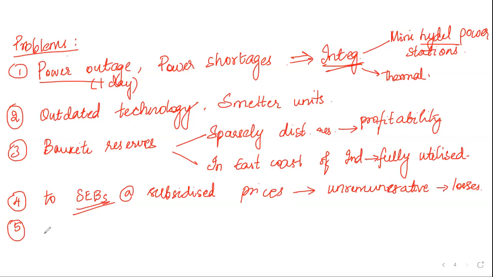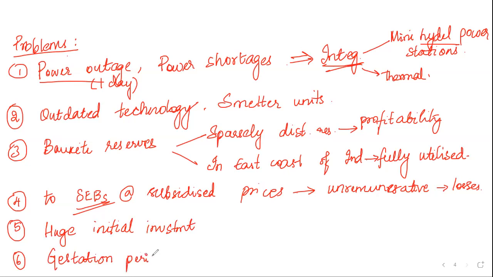The next important challenge is the huge initial investment required. Huge initial investment is required for setting up an aluminium factory. Also, the gestation period of this industry is quite high. The next important factor is governmental policies. You have environment impact assessment.